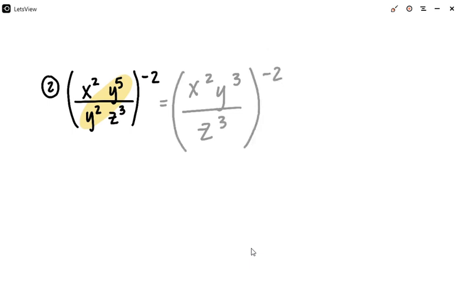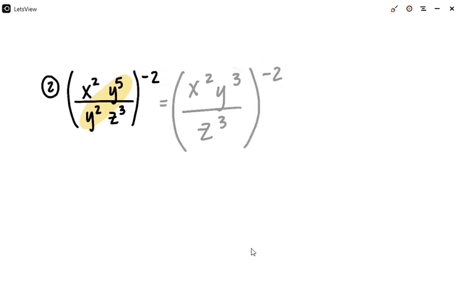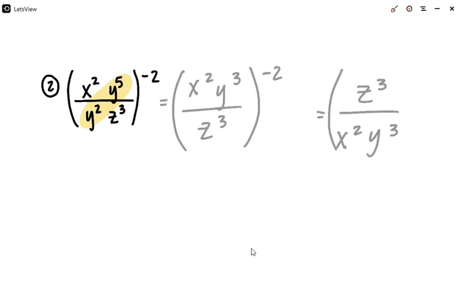Now we have this negative 2 on the outside. So the way you can do it, this is the way I would recommend, since it's negative and everything is being raised to that negative power, you are going to flip absolutely everything. So you'd flip it. You'd have z cubed up top, x squared, y cubed on the bottom. And remember, once you flip it, you get a positive exponent.